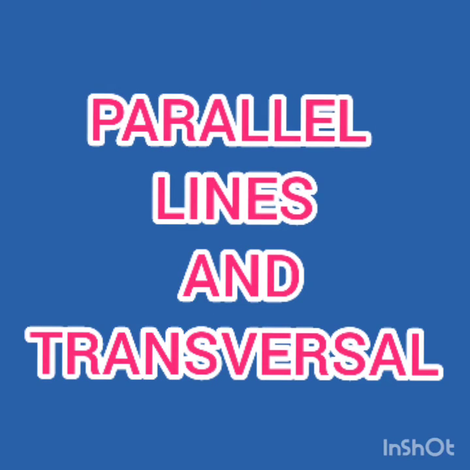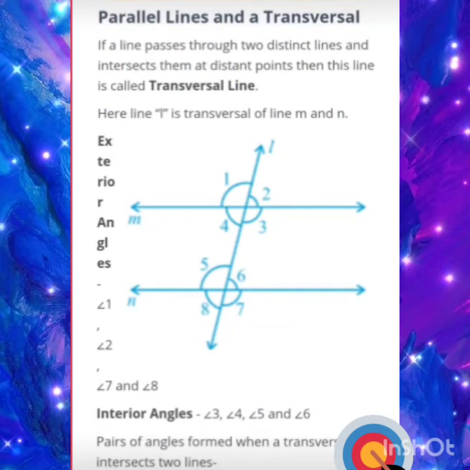Now, a very important topic: parallel lines and the transversal. Dear student, don't miss this topic, very important. If a line passes through two distinct lines and intersects them at distinct points, then this line is called a transversal line. Here you can see lines M and L are two parallel lines, and L is a transversal of these two lines. Clear? Now it is forming 8 angles in total: 1, 2, 3, 4, 5, 6, 7, 8, as shown in the figure.